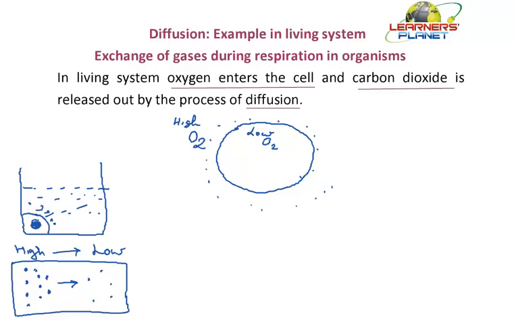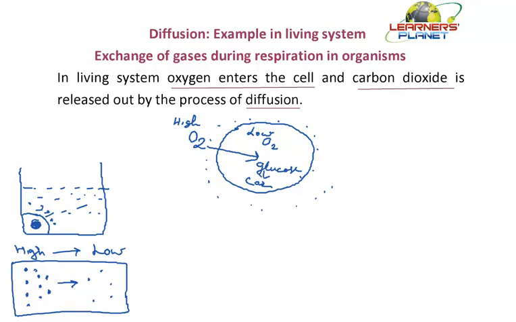So what will happen? This oxygen will tend to move inside the cell. Now once it comes inside the cell, what will happen? It will be utilized. It will convert glucose into carbon dioxide. This is what happens during respiration. So the glucose present inside the cell will get oxidized by reacting with this incoming oxygen.